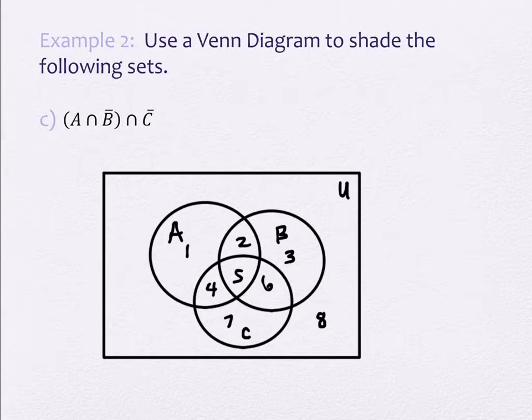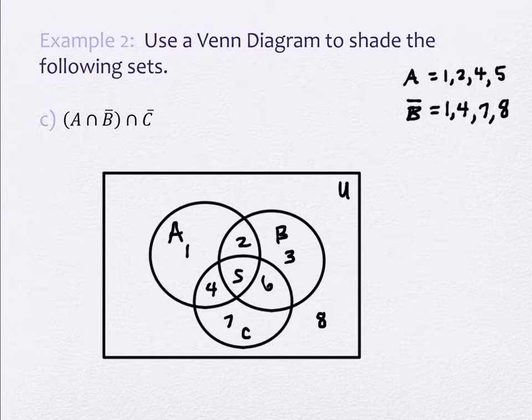Labels. Somebody tell me the first set I'm going to write information down about. A, because it's inside the parentheses and it's listed first. So what labels, numbers, are inside of set A? Good. 1, 2, 4, and 5. What's the next set I'm going to write down? The complement of B. So B with that line on top. And this means everything that's not in B. So what numbers are not in B? 1, 4, 7, and 8. Very nice.